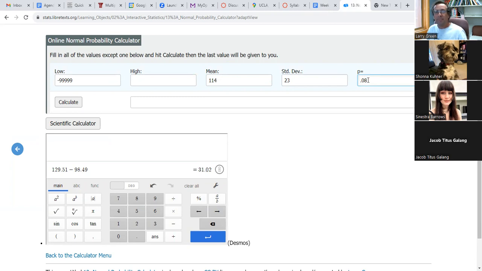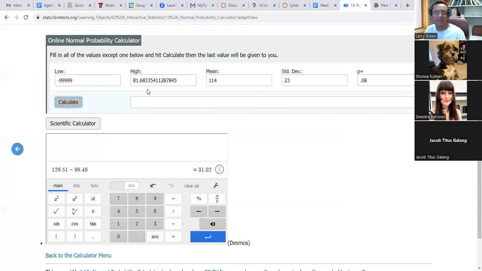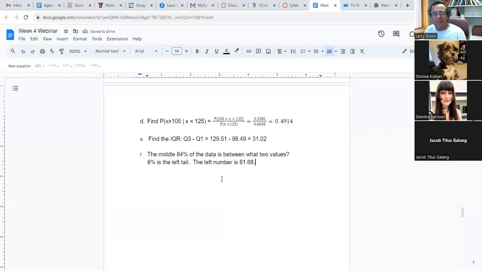And I hit calculate. And I get 81.68. So the left number is 81.68. Any questions on that? Okay, if 8% is below the left tail, what percent will be below the right tail?